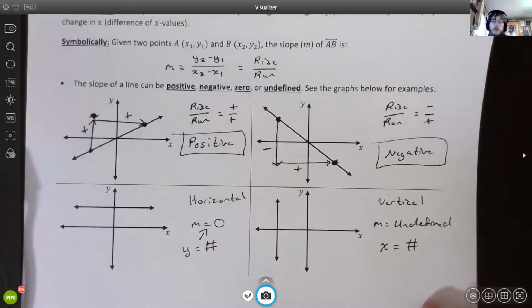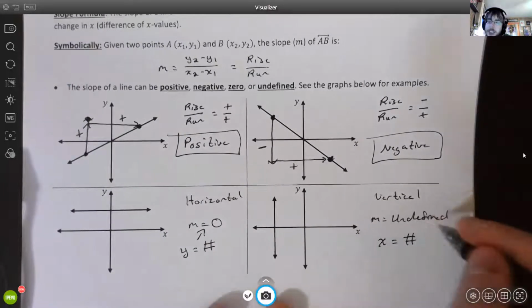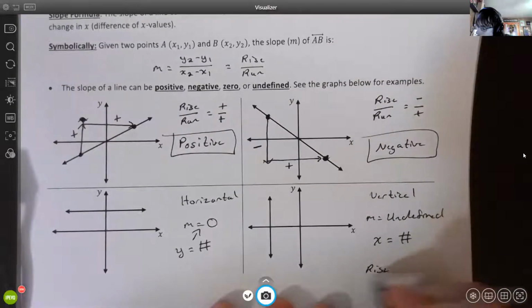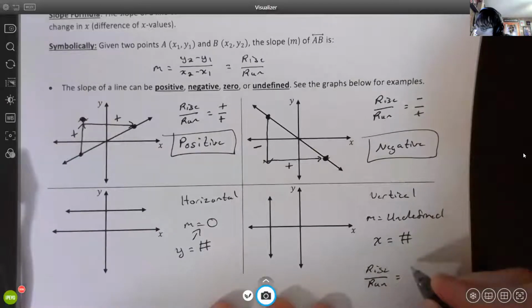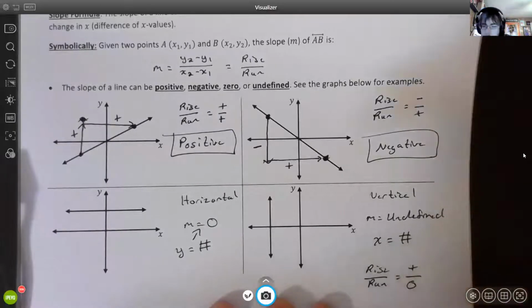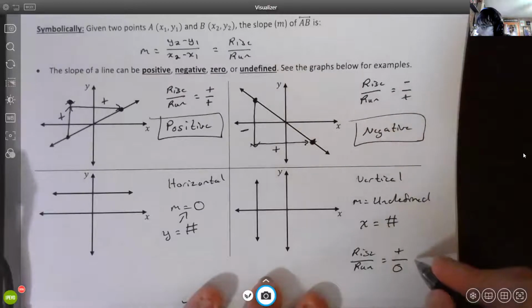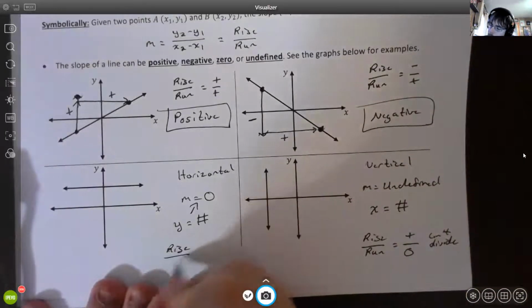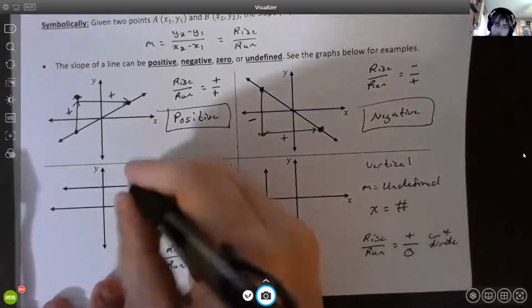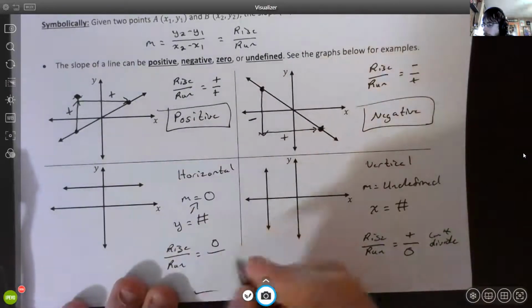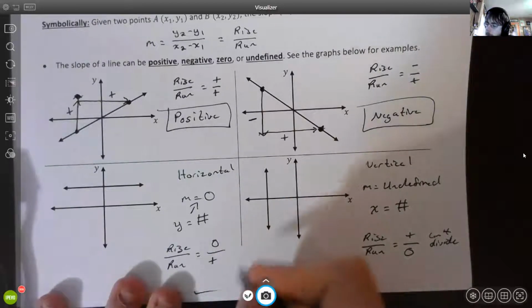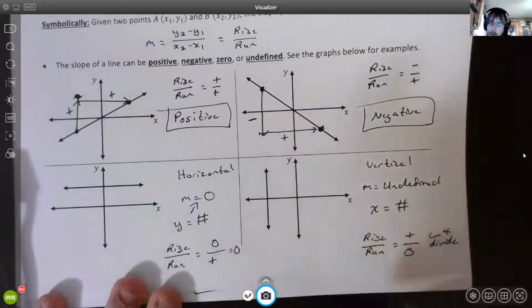The reason this is undefined is because this has no run, and you would end up dividing by 0. So your rise over run would be equal to whatever over 0. And you can't divide by 0. So that's why it's undefined. Whereas for this one, you have no rise because you're not going up or down. So it's 0 over whatever number, and 0 over any number other than 0 is just 0. Okay?